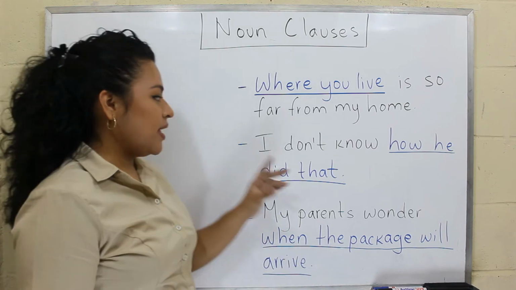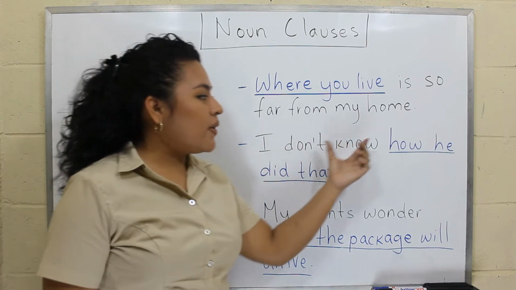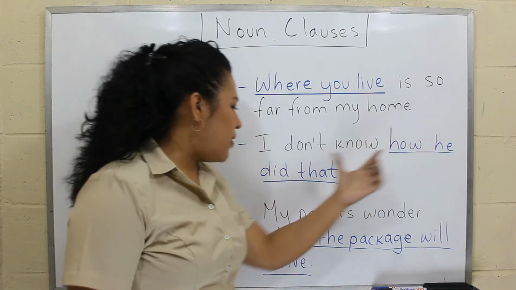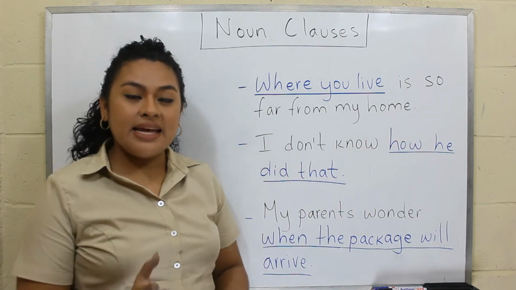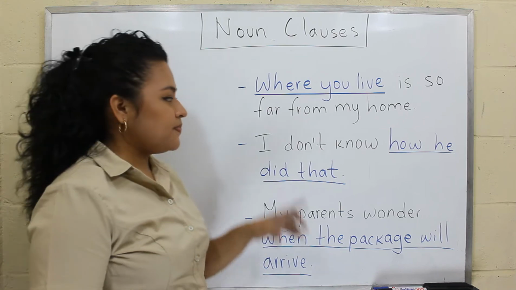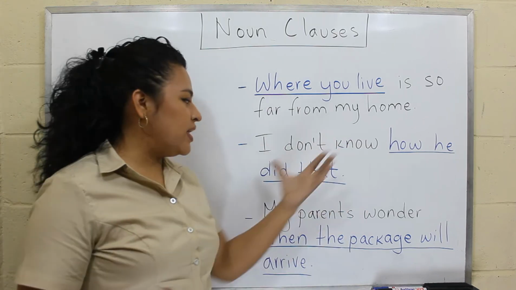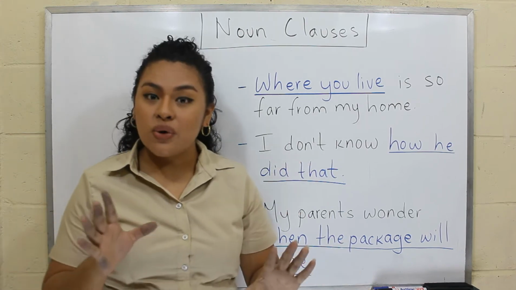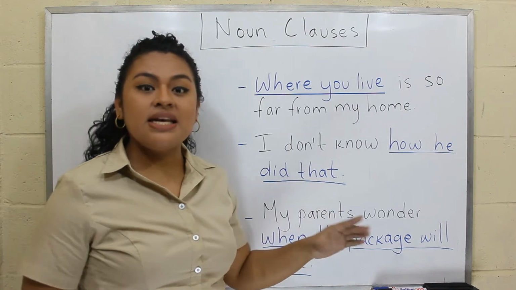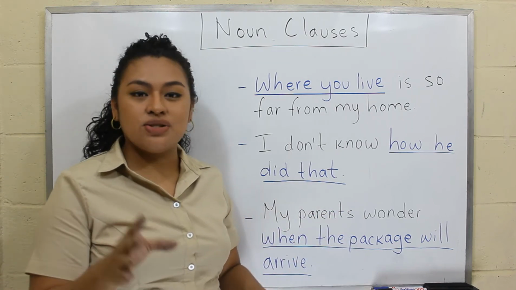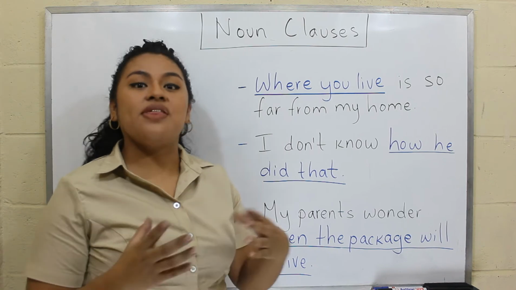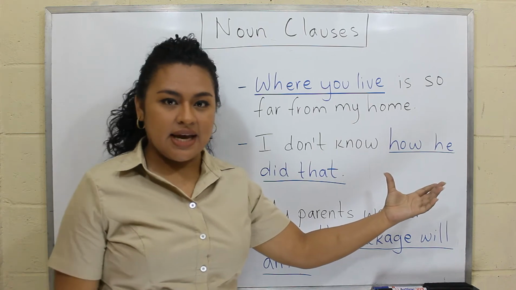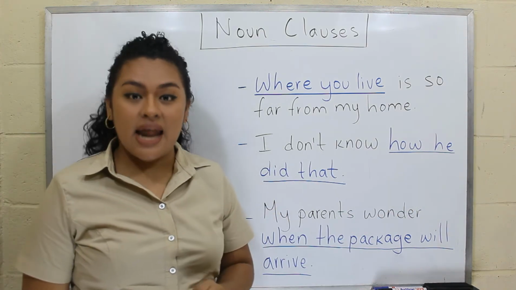Then in the next one: I don't know how he did that. Here we have the noun clause "how he did that." In this case, it is the direct object of the sentence. I don't know what? How he did that. That noun clause is acting as a direct object, and you can check if this clause is a noun clause. The only thing to do is to replace it with a noun or a noun phrase. I don't know the process, let's say. So there you can see that it is a noun clause.